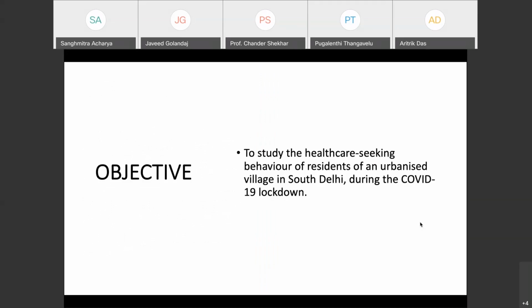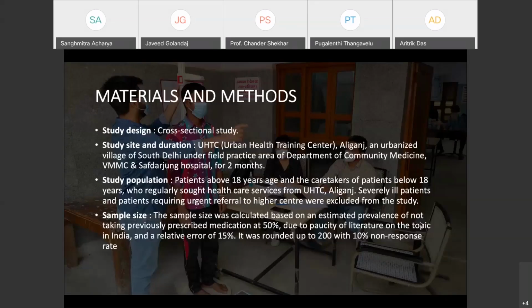So the objective was to study the healthcare-seeking behavior of residents of an urbanized village in South Delhi during the COVID-19 lockdown. It is a cross-sectional study conducted at the UHTC, which is under the field practice area of the Department of Community Medicine, VMMC and Safdarjung Hospital, for 2 months. Patients above the age of 18 years and caretakers or guardians of patients below the age of 18 years who regularly sought healthcare services from the UHTC at Aliganj were included in the study, while severely ill patients and patients requiring urgent referral to higher centers were excluded.